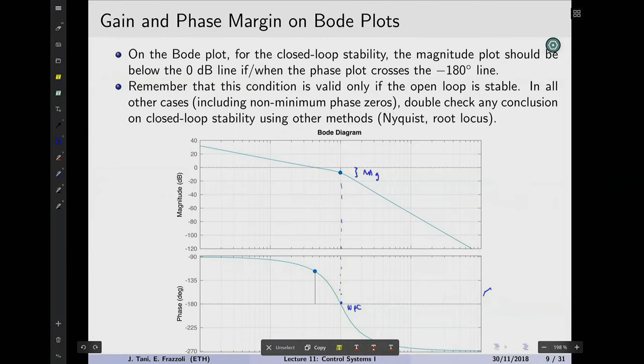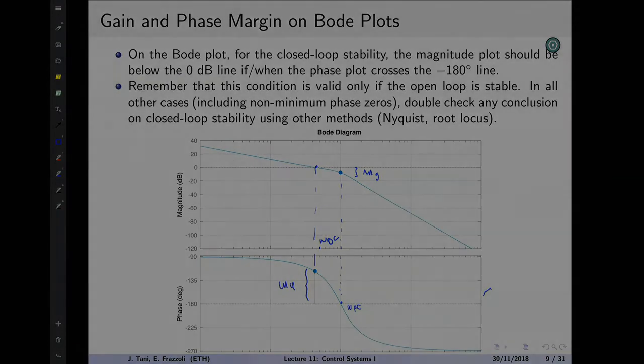While for the margin of phase, we have to look at this point here, which is the point at which the magnitude of the open loop transfer function has unit magnitude, which means it's 0 dBs. We call this point here the gain crossover frequency, or sometimes known as crossover frequency. If people tell you the crossover frequency, they intend the gain crossover frequency. And in correspondence of this, the distance between the phase of the system and minus 180 degrees is the margin of phase.